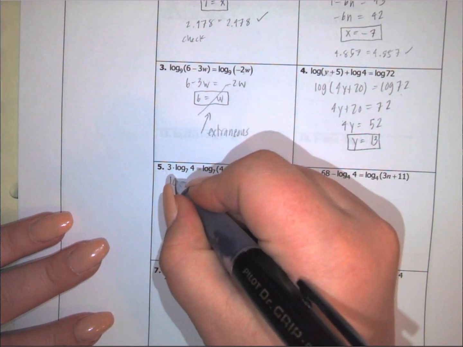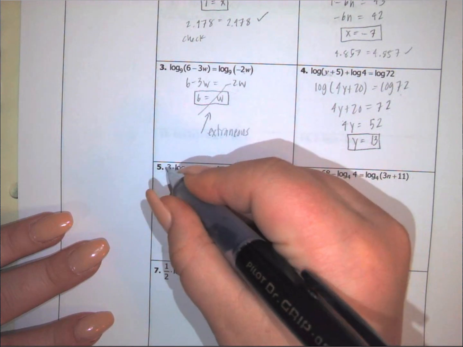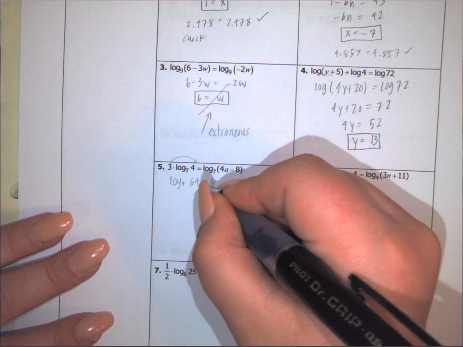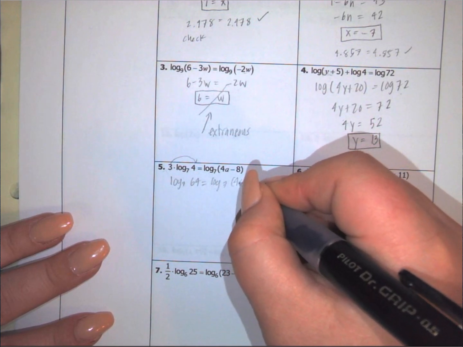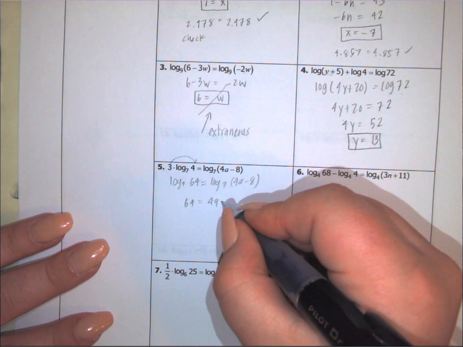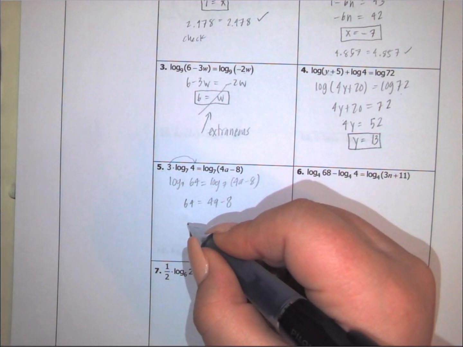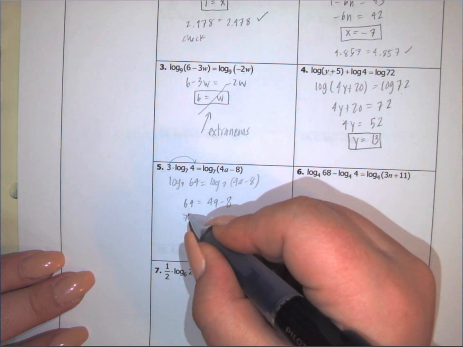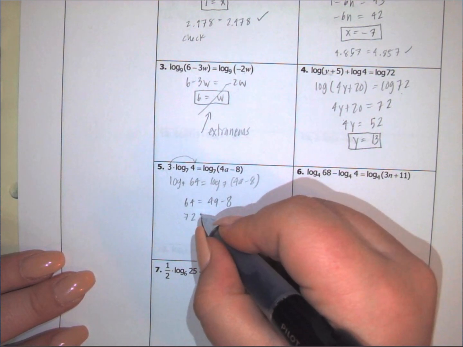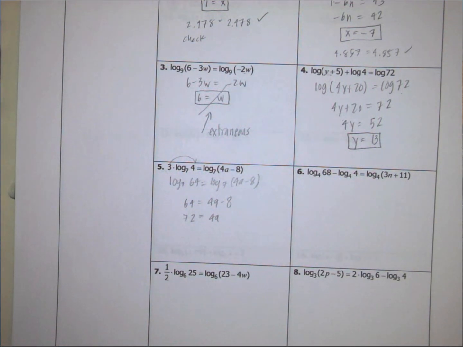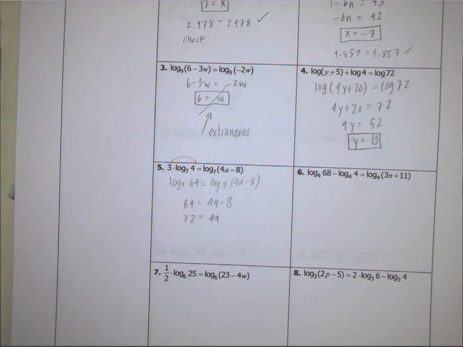Okay, they're both condensed, except there's that 3 in the front, so you got to bring that 3 up. So that's log base 7 of 4 to the third, which is 64, equals log base 7 of 4a minus 8. Set the insides equal to each other. 64 equals 4a minus 8. Add 8, and you get 72 equals 4a. Divide by 4, and you get a equals 18.